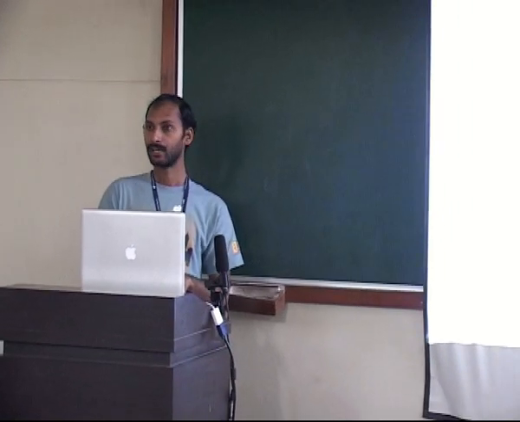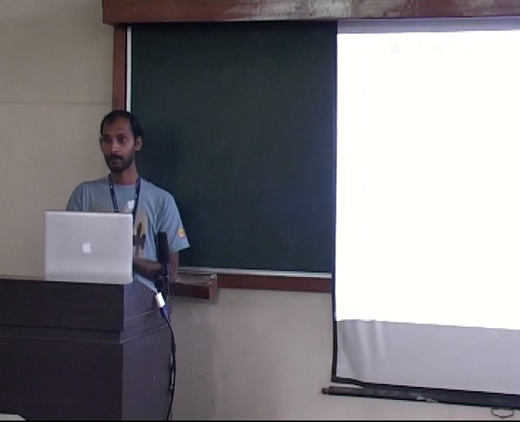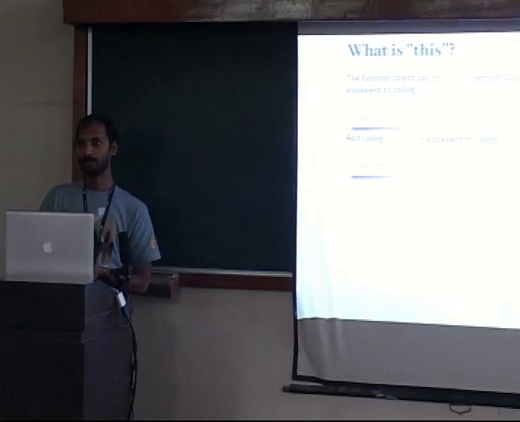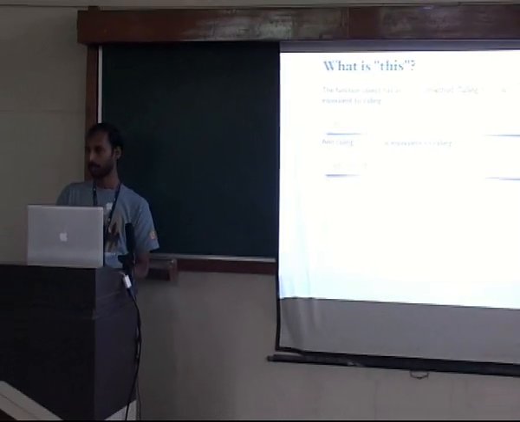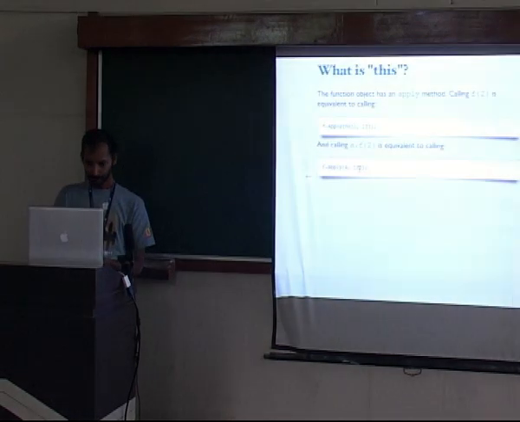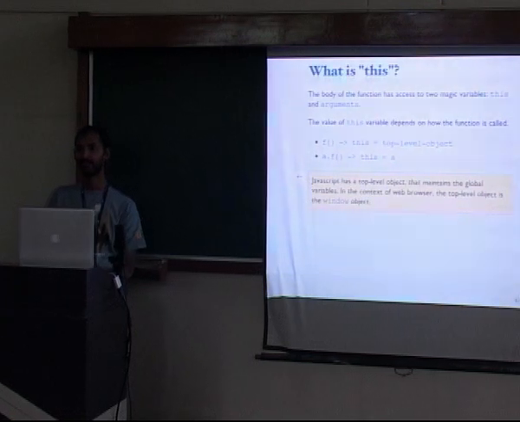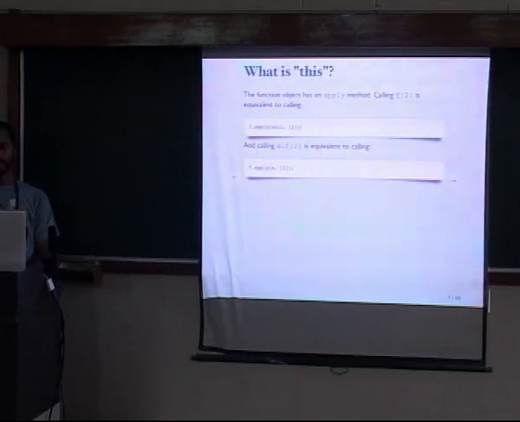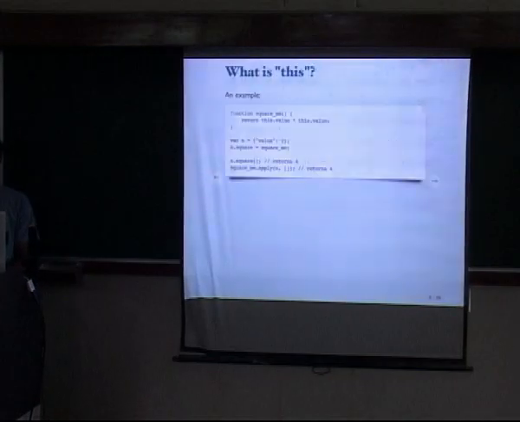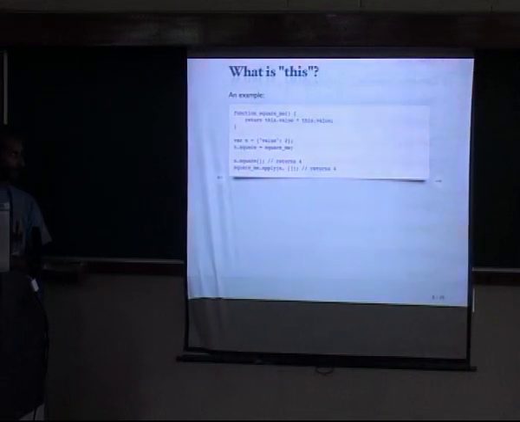But there is another way to call a function. You can say f.apply and then pass the arguments. So calling f(2) is the same as f.apply(null, [2]), with 2 as the list of arguments. When you call a.f(2), it's the same as calling f.apply(a, [2]). Apply takes two arguments: one is what should be the this variable, and the other is what should be the arguments. So whenever you say a.f, internally it calls f.apply with a as this.